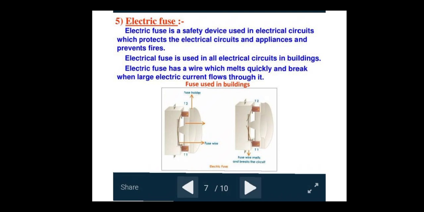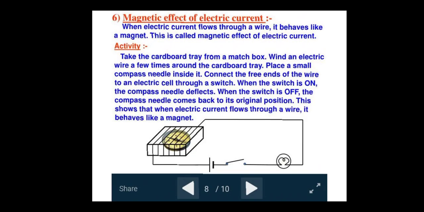An electric fuse is used in all electric circuits in the building. An electric fuse has a wire which melts quickly and breaks down when large electric currents flow through it. So if a high amount of electricity is coming, then the electric fuse will melt quickly and break the circuit. Now, magnetic effects of the electric current.